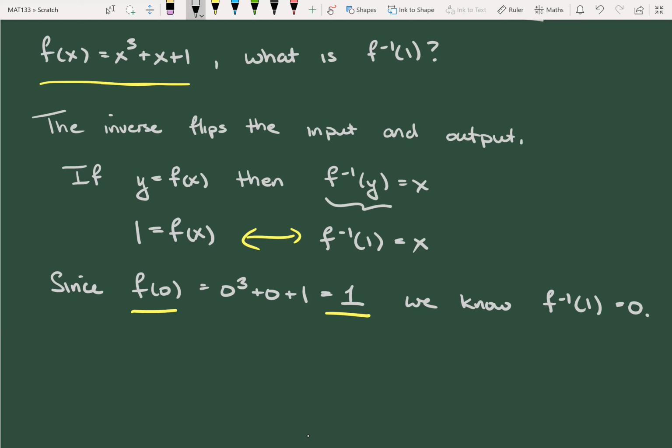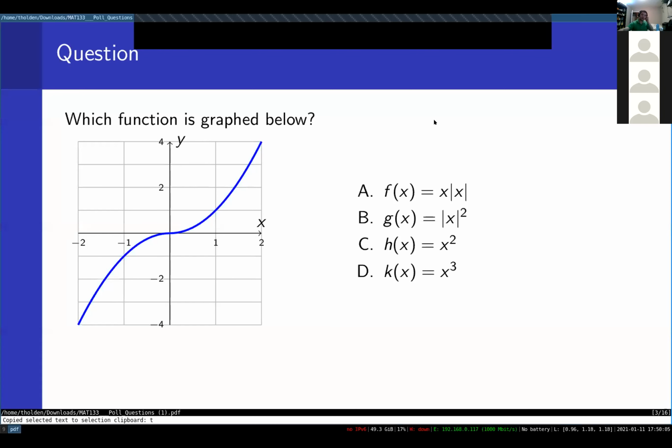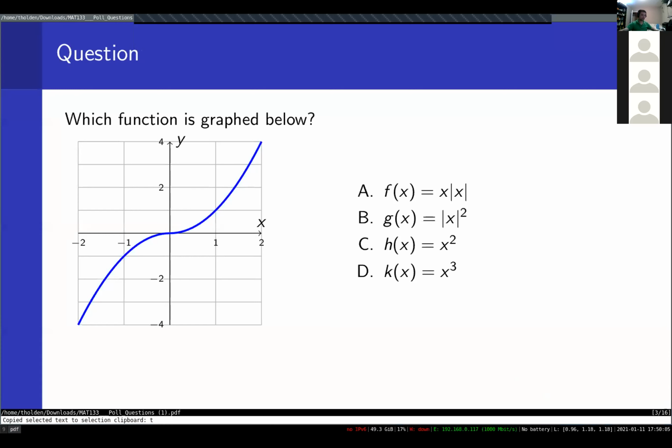Here's going to be one that I think is going to look a little bit difficult, but really isn't that bad.